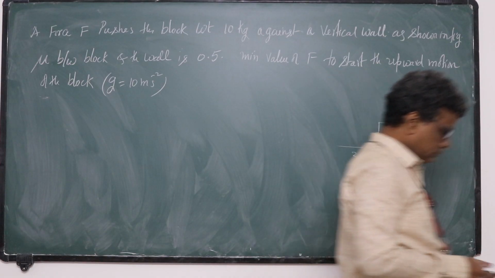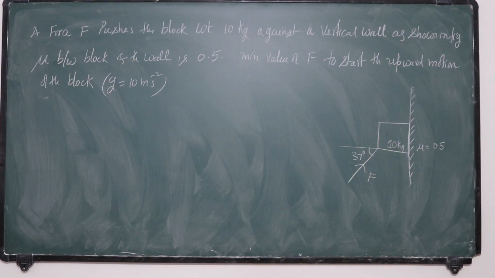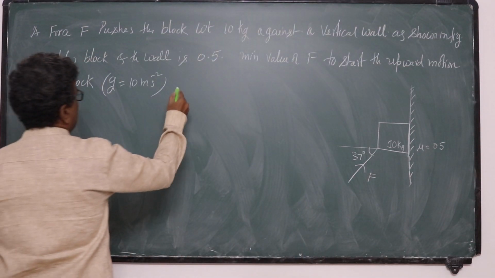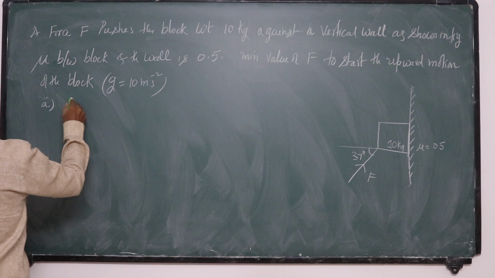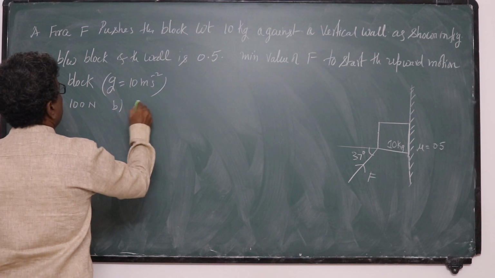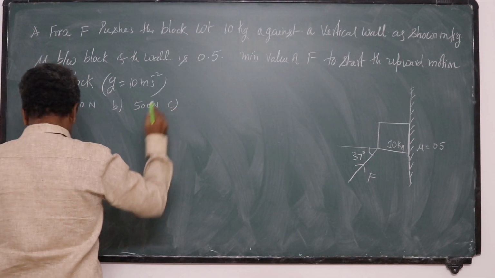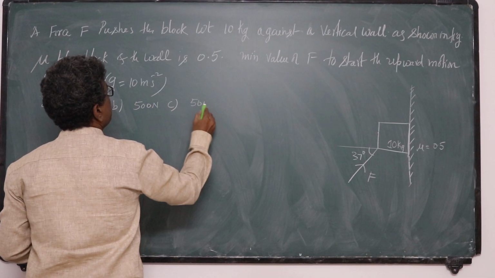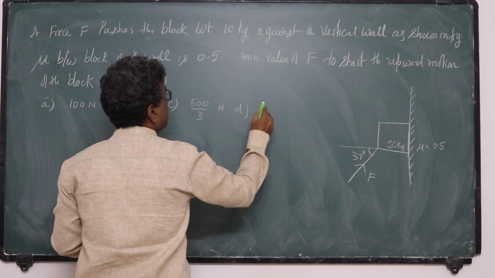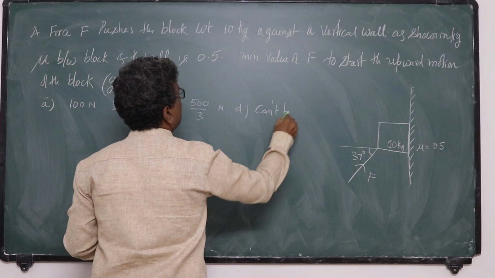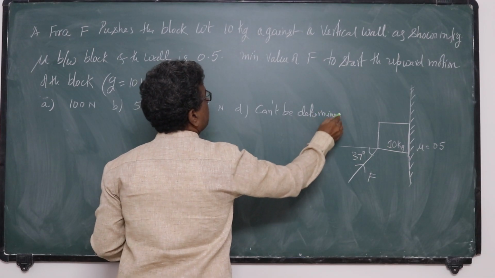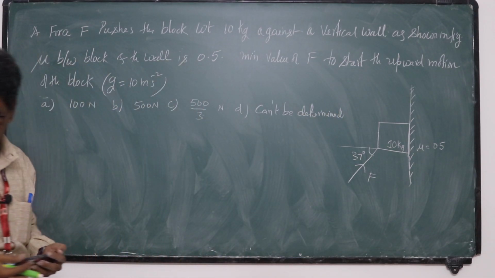Okay? See, the options are, I will give: minimum value of F to start the block is A, 100 newtons, B, 500 newtons, C, 500 by 3 newtons, D, cannot be determined. So these are the options you have. Okay, how do you solve this one?